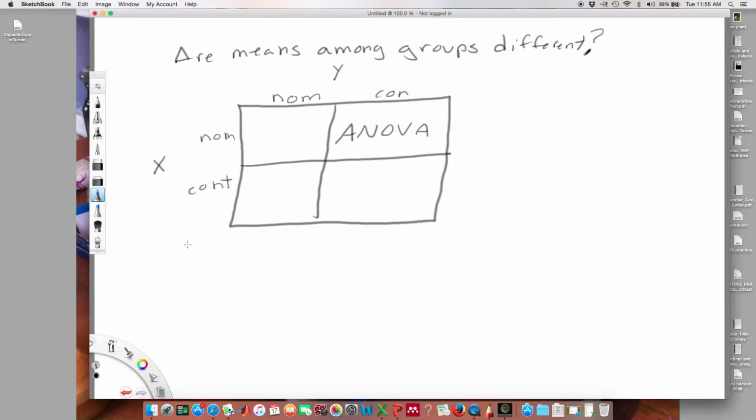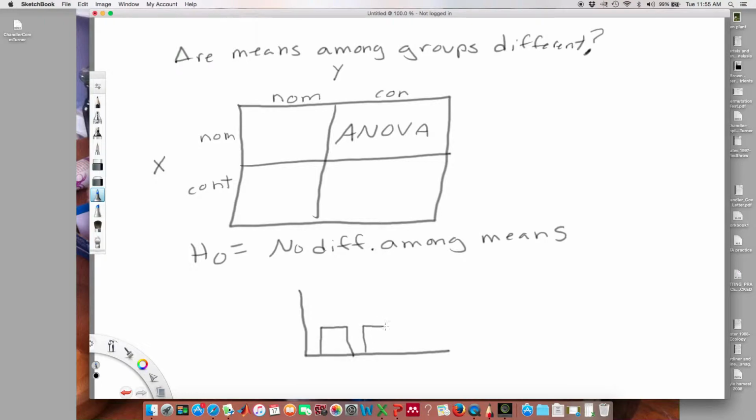And again, the null hypothesis that we're testing is that there are no differences among means. Okay? And that null hypothesis, if we graphed our results of an ANOVA, would look something like this, where we had, in this example, 3 levels of our independent variable, and then we had our dependent variable across the y-axis. So that's what our null hypothesis would look like.